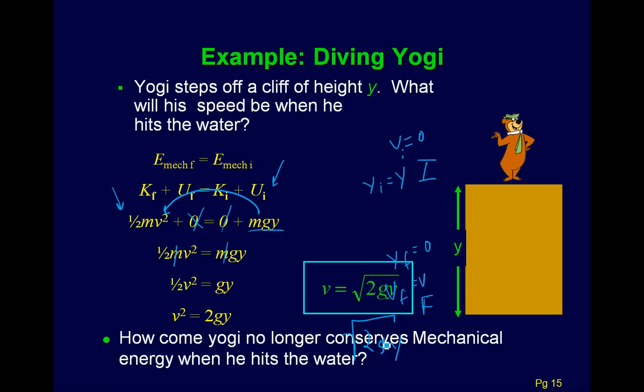Now the last thing is, how come Yogi no longer conserves mechanical energy when he hits the water? When he hits the water, there'll be some force that's not gravity. Friction is distinctly not allowed here, and so the water force would be kind of like a form of friction. But whatever, this equation we have, the conservation of mechanical energy, is only true when gravity is the only thing acting for right now. We'll talk more about that later.